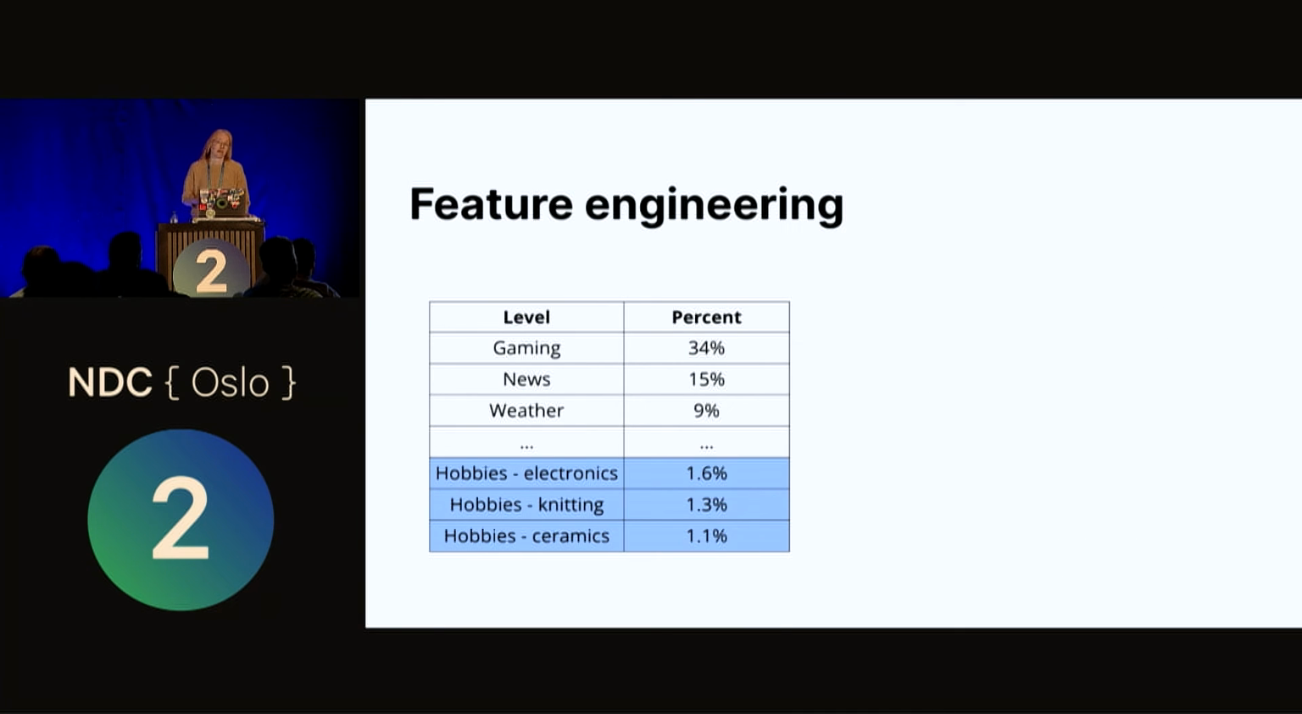So a very popular remedy for high-dimensional data is feature engineering. It's really just a fancy way of saying that you need to clean up your features and turn them into something appropriate for your model.